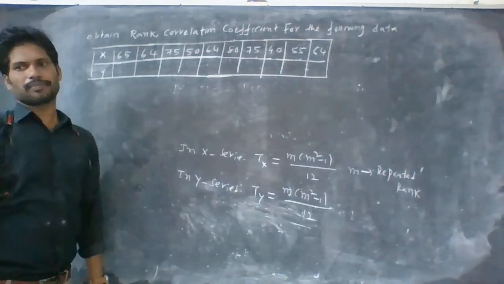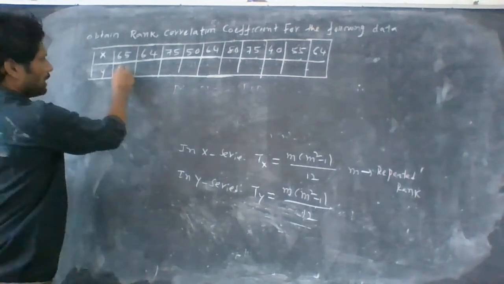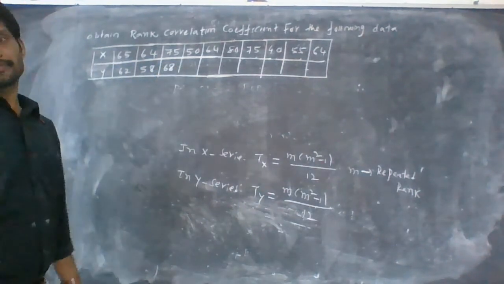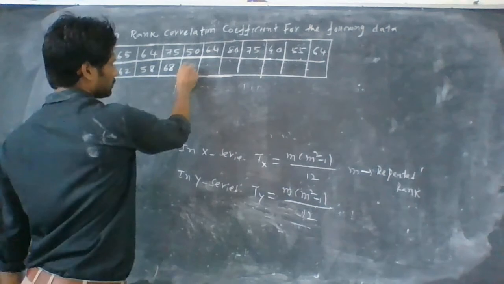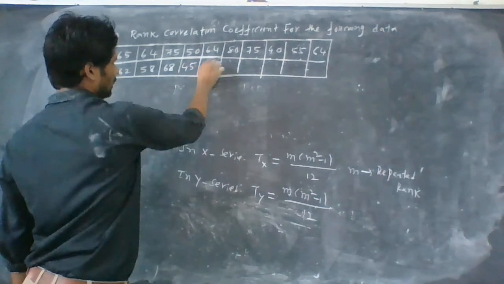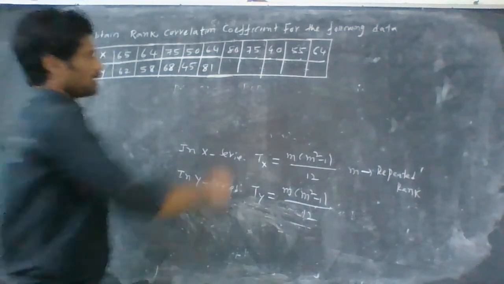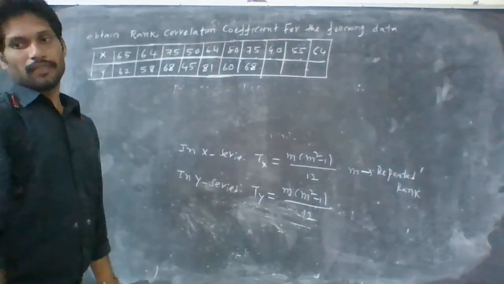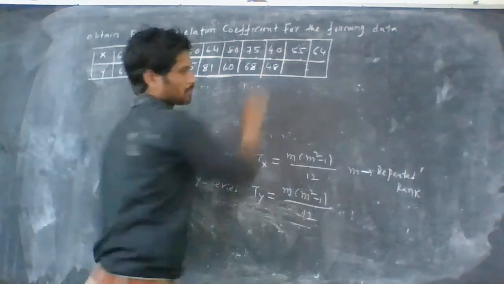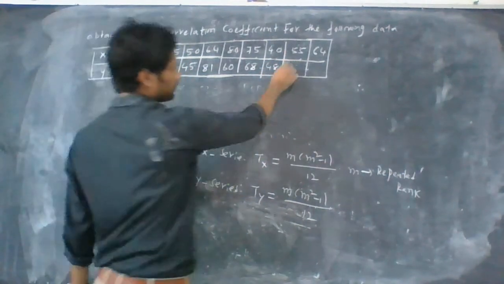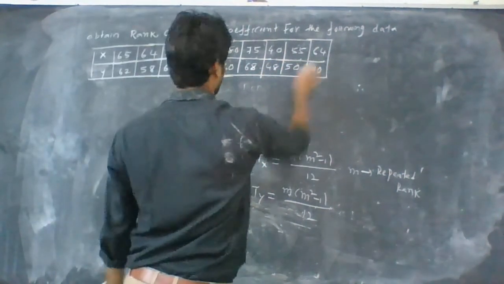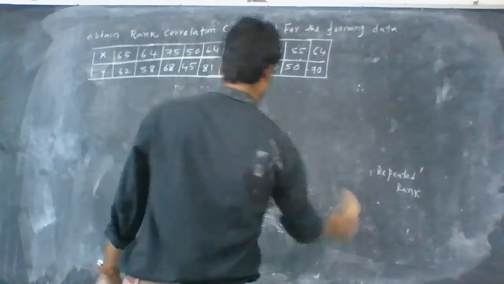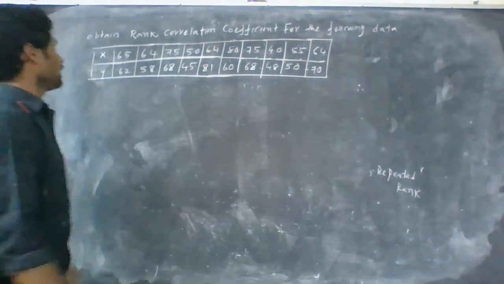The y values are 62, 58, 68, 45, 81, 60, 68, 48, 50 and finally 70. Okay, so this is the given data.